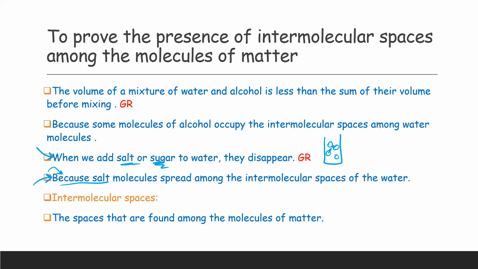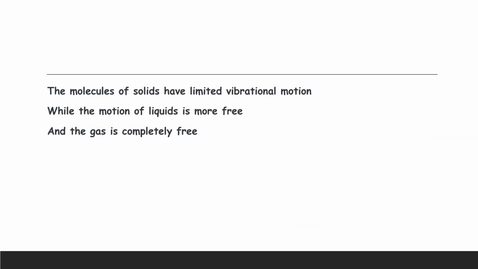So what are the intermolecular spaces? They are spaces found among the molecules of matter. They are in solid less than liquid and in liquid less than gas. So we can find the most space between gas molecules and the least between solid molecules. That's what we're saying, that the molecules of solid have limited vibrational motion. They can't move that much because the spaces in between them are small. We said already that they are in continuous motion, but they don't have that much space, so they have limited vibrational motion.